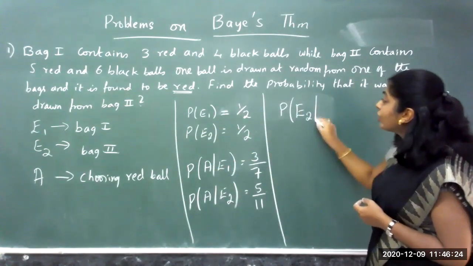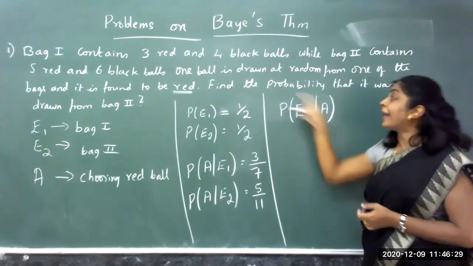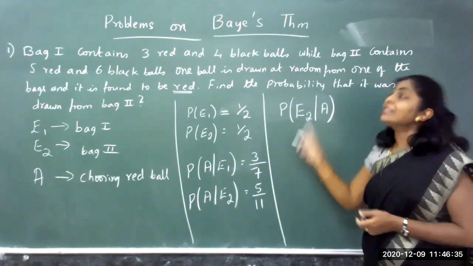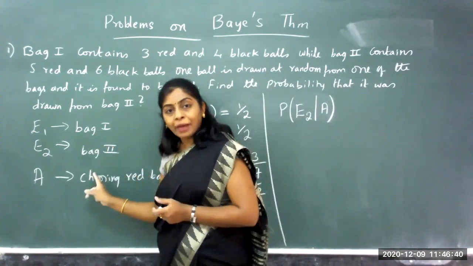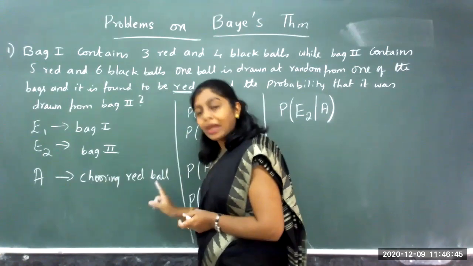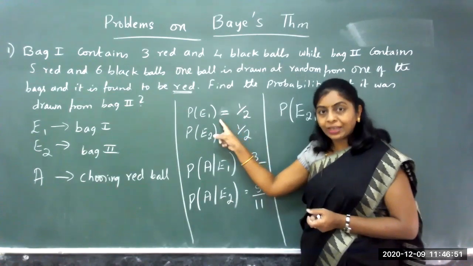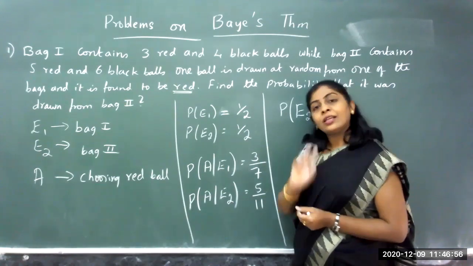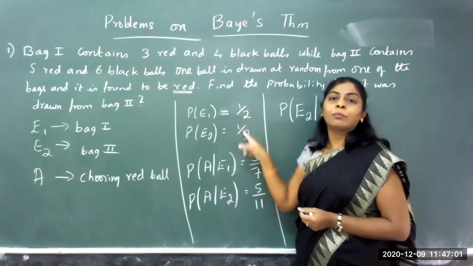From bag 2, what are the chances of getting the red ball? Probability of getting a red ball from bag 2, where the red ball is event A. For this, I'll apply Bayes theorem. So the first part of the data says there are two bags, bag 1 and bag 2. I'll take them as event 1 and event 2. Choosing the red ball, I consider as A. Now the first thing I have to find is the probability of E1 and the probability of E2, the chances of getting these two bags, the two events. The total number of events is only 2. Favorable outcomes for each event is 1, right?